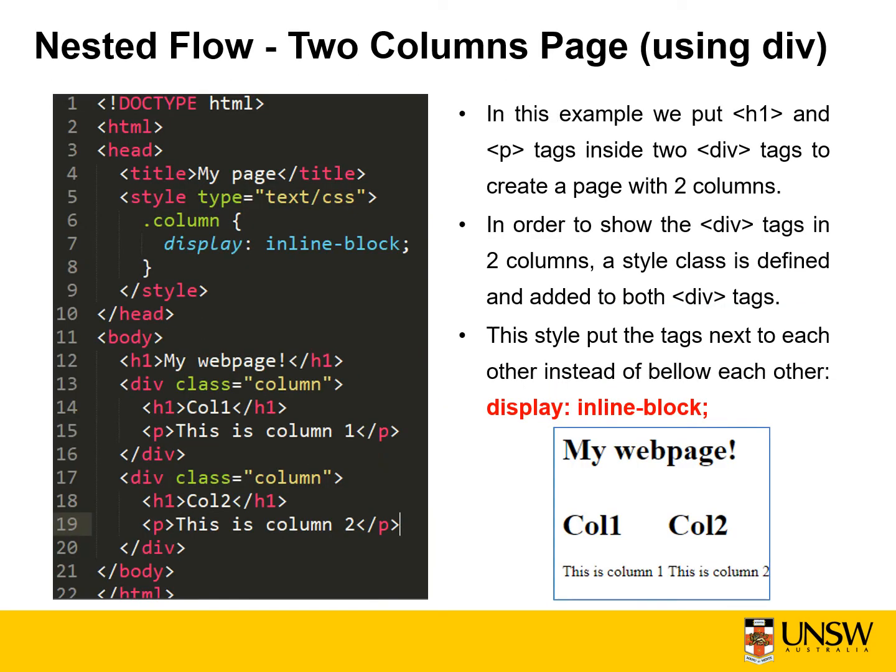In order to create a two columns web page with the use of div tag, we should use display property and set it as inline block. The display property specifies the display behavior of an element. As you can see in the code, we defined two div tags and the other tags are added inside these two div tags. Then a class called column is used to set the display property of both div tags to inline block.